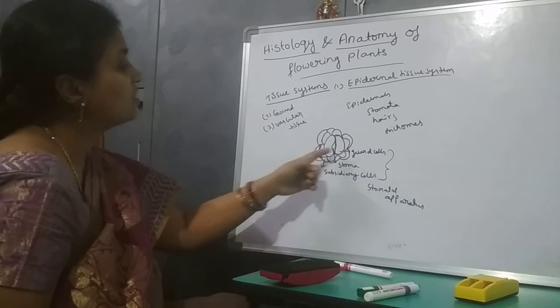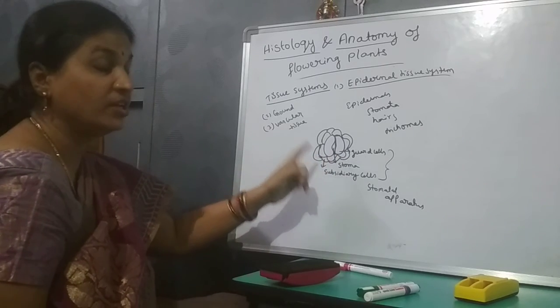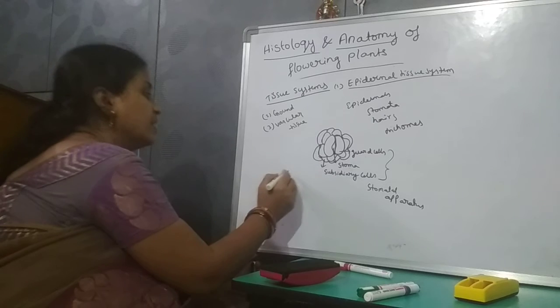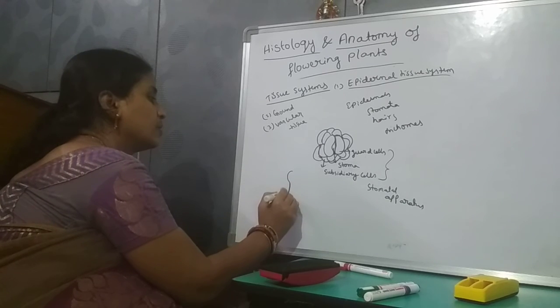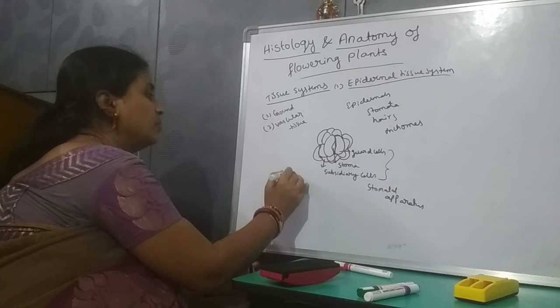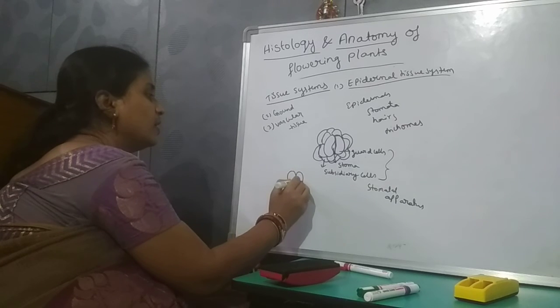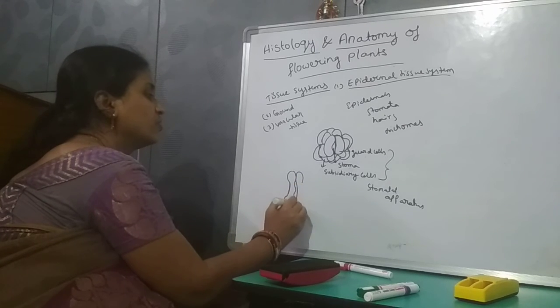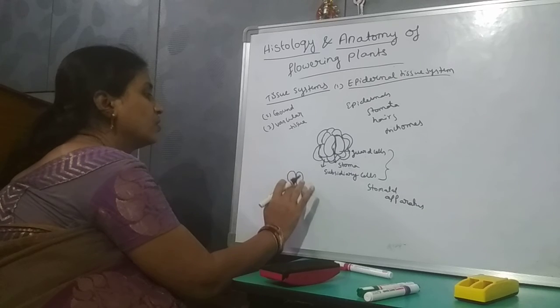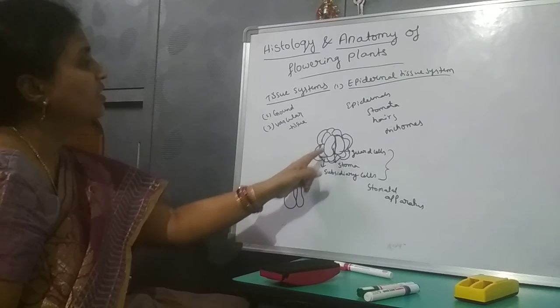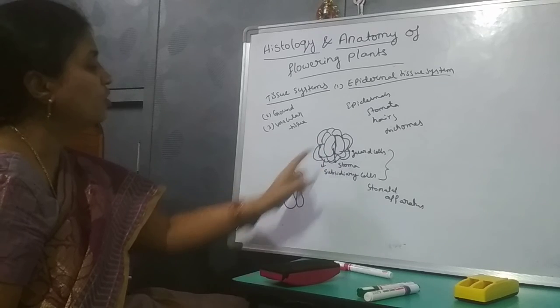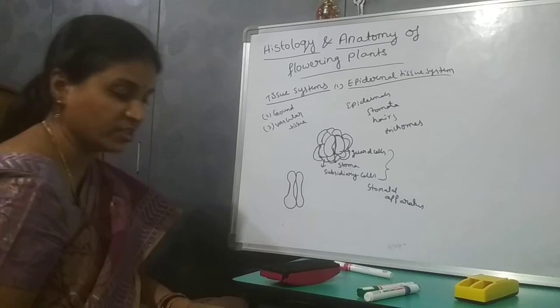The guard cells are bean shaped in dicots. They are dumbbell shaped in case of monocots. Bean shaped in case of dicots, dumbbell shaped in case of monocots.